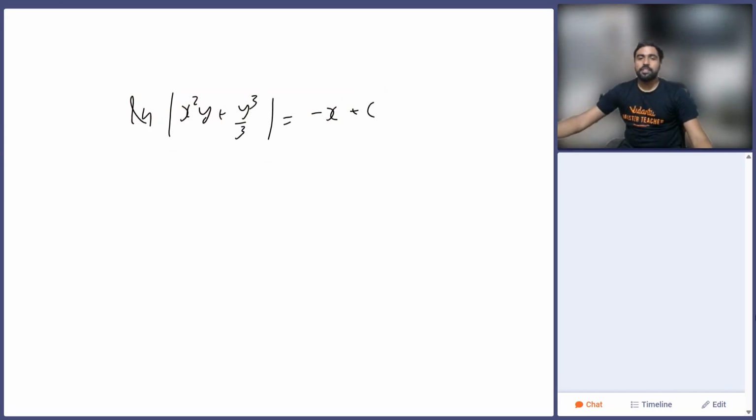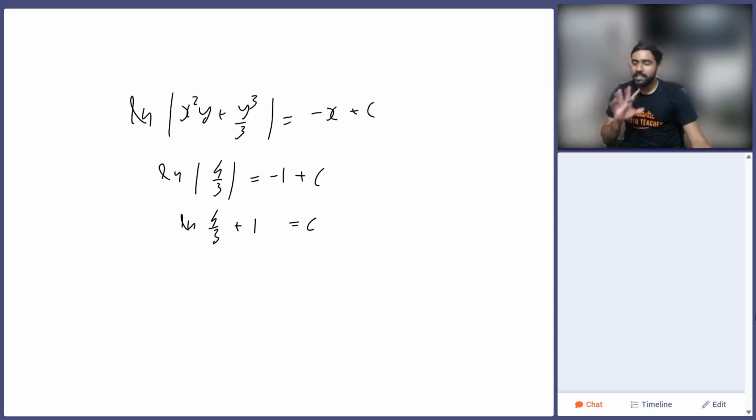Now what do you have to use? You have been told y of 1 is equal to 1. So substitute x equals y equals 1. That will give you ln mod 4 by 3, ln 4 by 3 equals minus 1 plus c. So I can say that c is equal to ln 4 by 3 plus 1 over here. So I got this as the value of c.